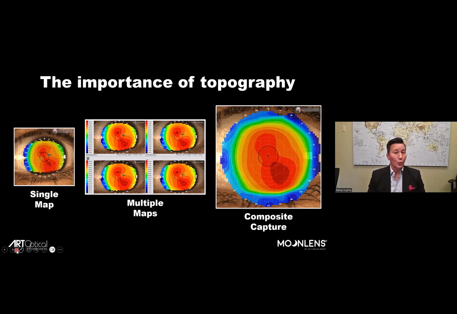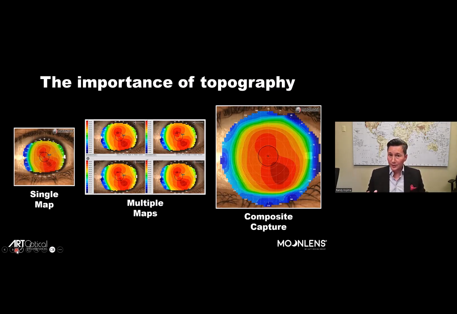Never take just one map. Always take multiple maps. And if they're reproducible, if you look at the 4 or 6 or 8 or however many you take on each eye, if they look reproducible, the same, then that gives you a degree of confidence that you have accurate topography. If they all look different, then the topographer is struggling to figure out what the eye shape is. So that's a sign that we need to change something in our capture.